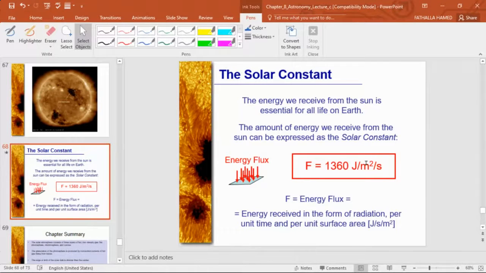So if we take an area of 1 meter squared, this area of 1 meter squared receives about 1,360 joules every second. That's expressed as the energy flux, and sometimes we call that the solar constant. And that's what the Earth is receiving from the sun.